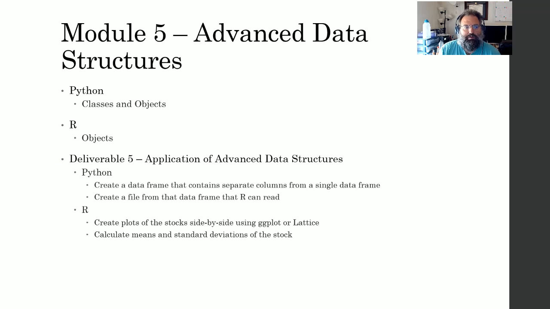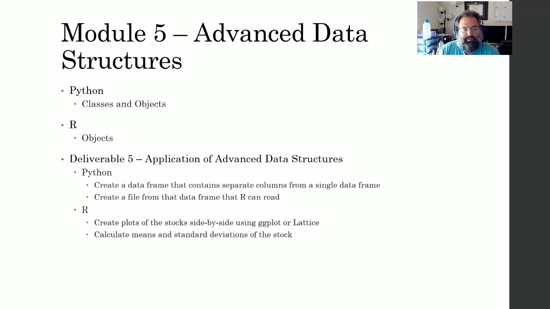Jumping into what are advanced data structures. In Python, they're basically classes and objects. Inside of R, typically just objects. Deliverable 5 deals with applying the concepts associated with data structures to do some combination of some values, do some plotting as well.